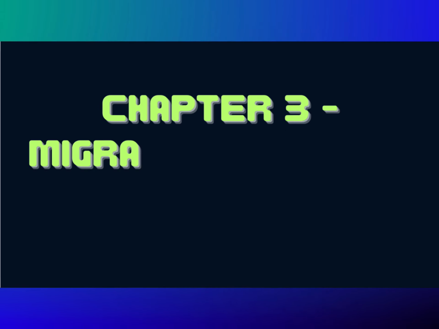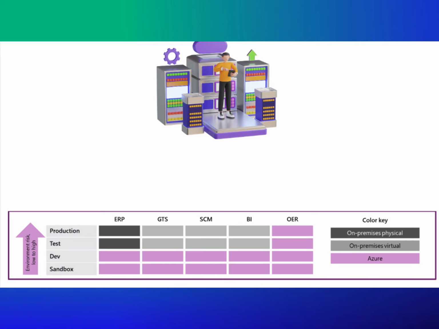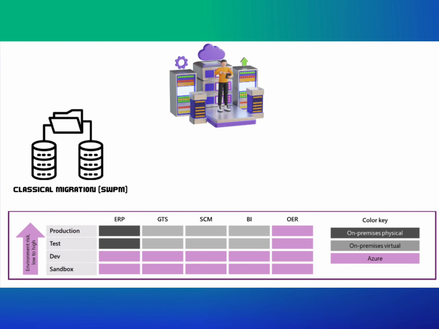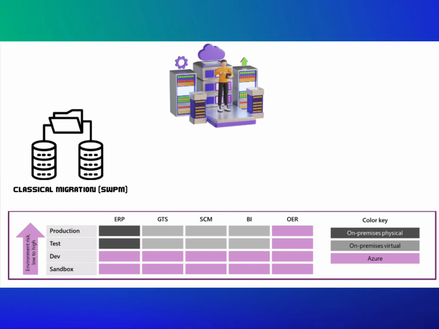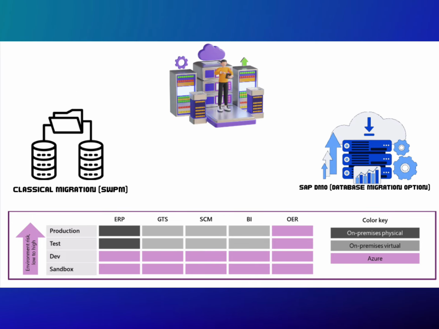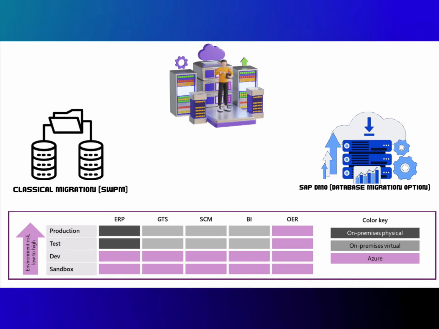Chapter 3: Migration Methods. Harish compares the migration methods: classical SWPM, file-based export-import, upgrade and migration, two separate steps, but it will consist of more downtime. He considers SAP DMO, database migration option, upgrade plus migration in one step. He will use shadow copy for the repository, and he is always able to fall back if there is a problem. Harish thinks DMO is the future.